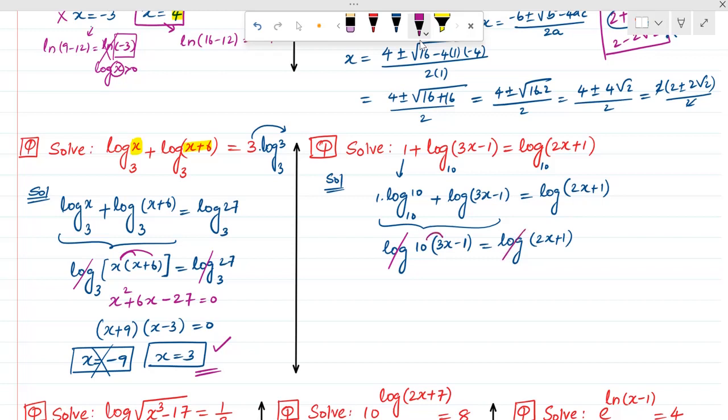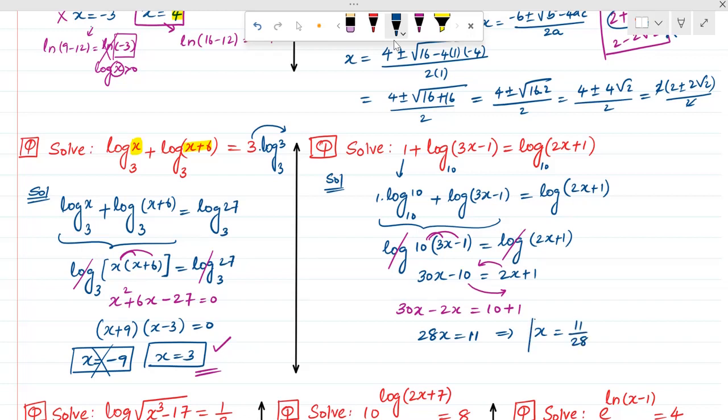Now multiply inside. When you multiply this, you will get 30x minus 10 equals 2x plus 1. Now after that, simplify. If you move the 2x here, it becomes minus 2x. Move the 10 to the other side, it becomes plus 10. So it is 30x minus 2x equals 10 plus 1. So 28x equals 11. After dividing, x equals 11 over 28.